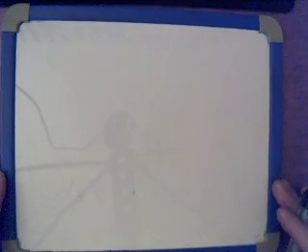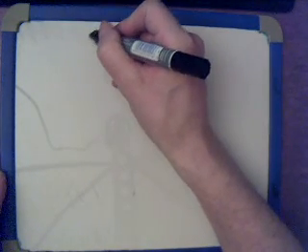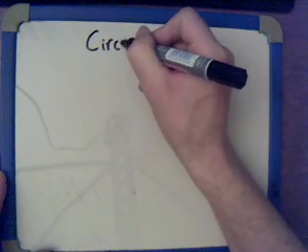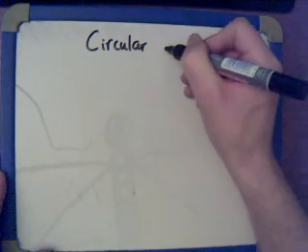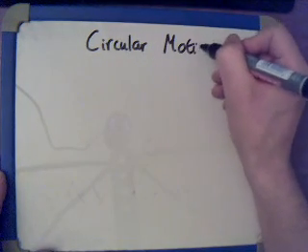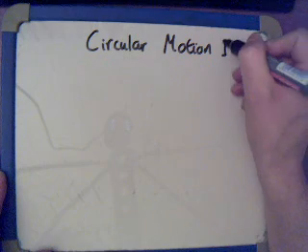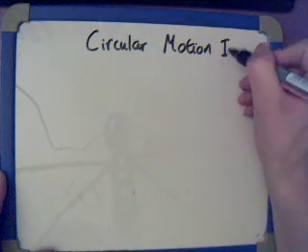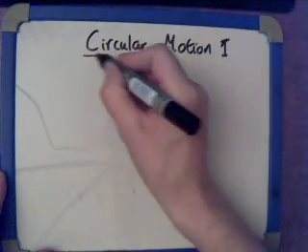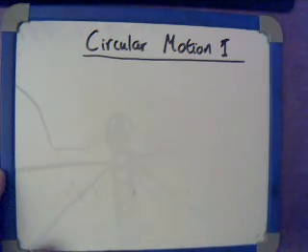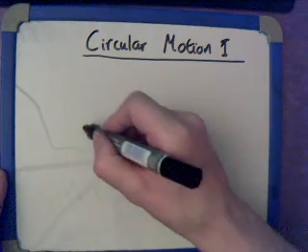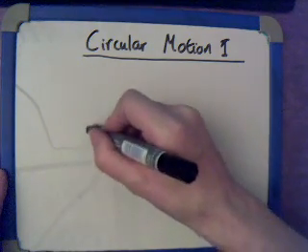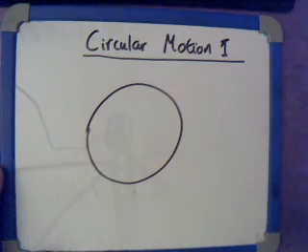Hello, this video is an introduction to circular motion. We can call it circular motion 1, so it's pretty obvious it's a start. Okay, so let's draw a circle. First of all, there we go. It's a freehand circle.